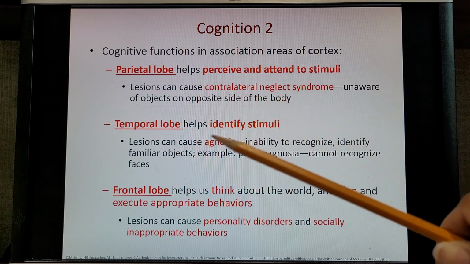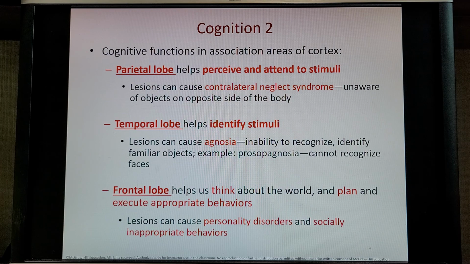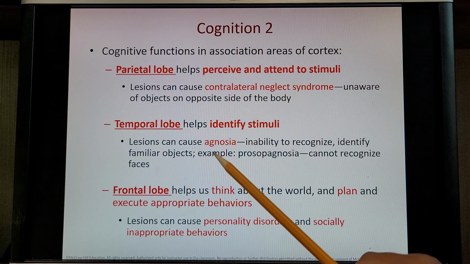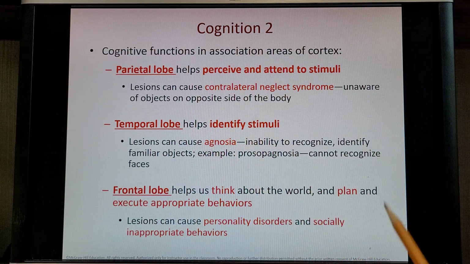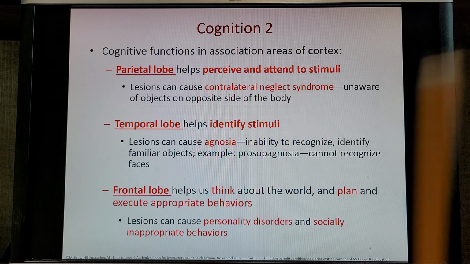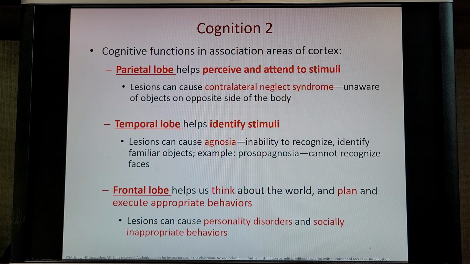The temporal lobe also helps to identify stimuli, so not just perceive that it's there, but also figure out what the heck it is. A lesion or damage can lead to agnosia, the inability to recognize something. Next one, frontal lobe. This allows us to think about the world, make good plans, and execute appropriate behaviors, so making good judgments and good social behaviors. A lesion or damage in there leads to personality disorders as well as socially inappropriate behaviors.